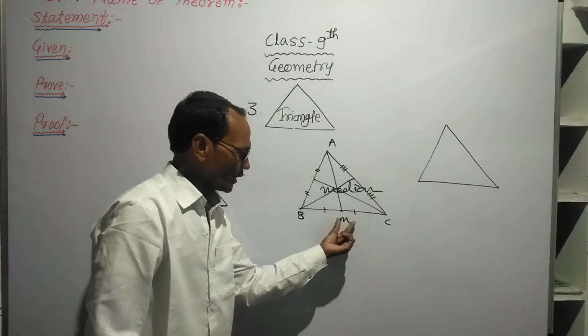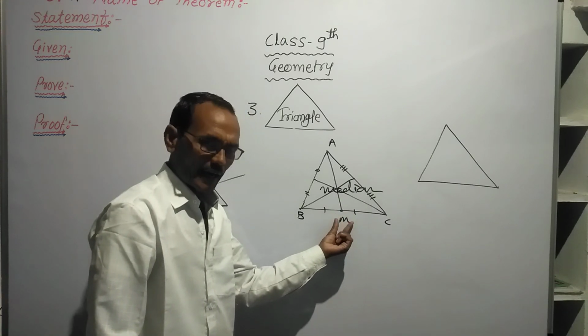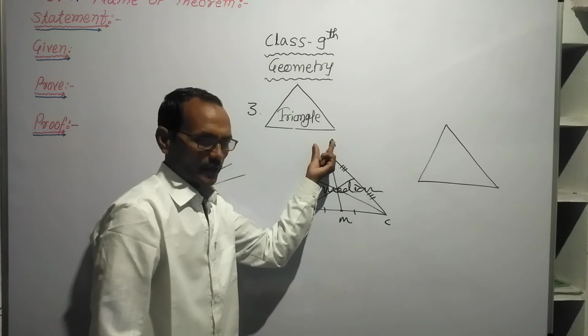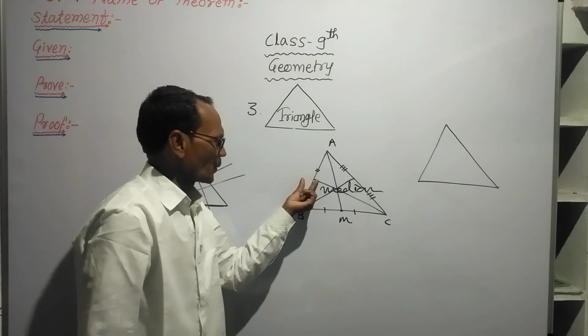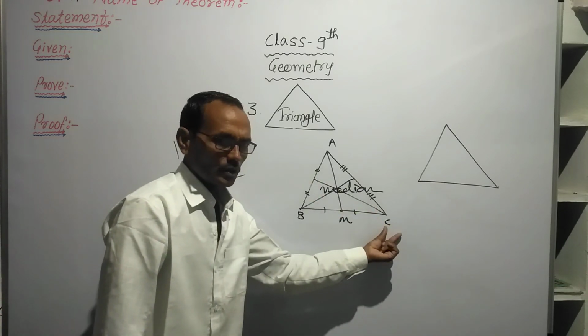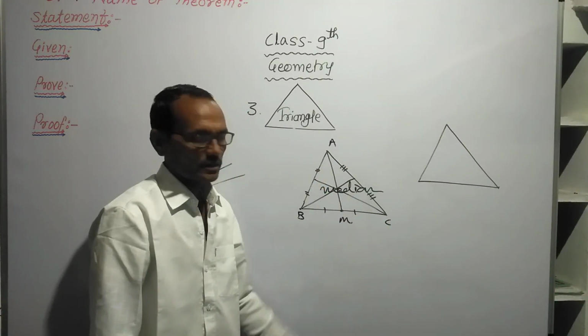A line segment joining the midpoint of a side of a triangle with the opposite vertex. This is the midpoint, we want to join it with B. This is the midpoint, we want to join it with C. So a triangle has three medians.